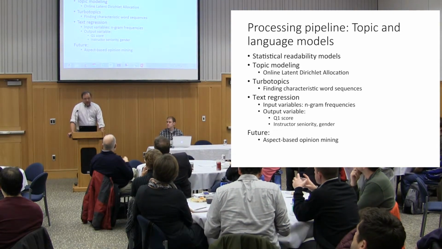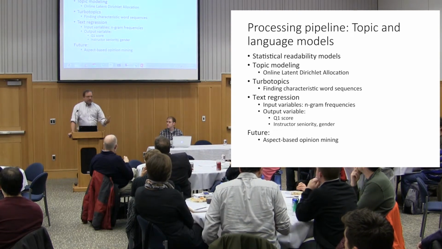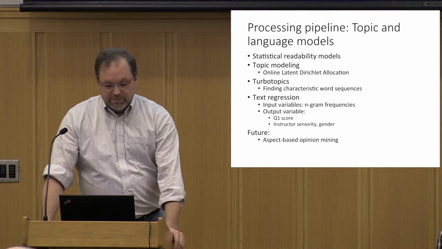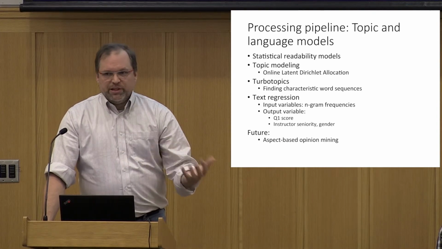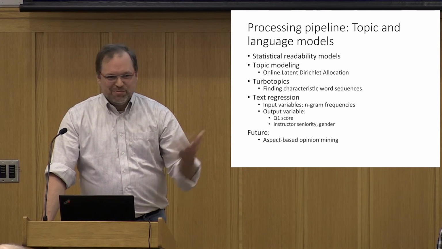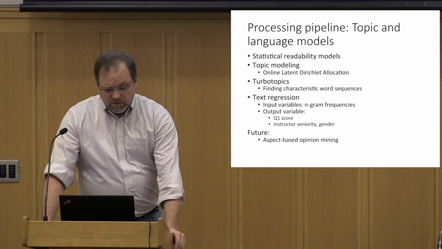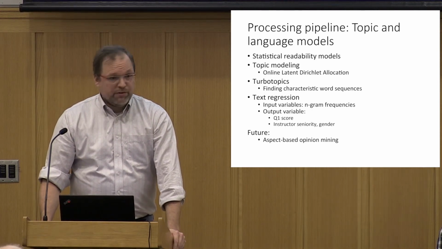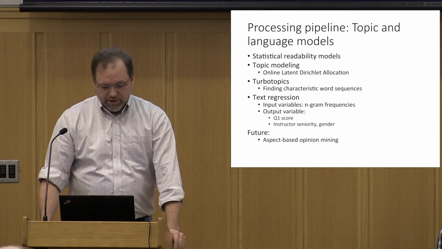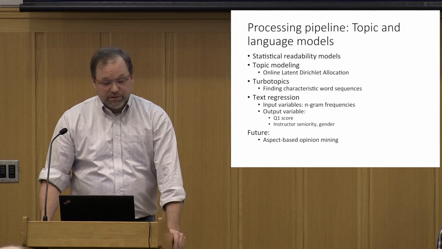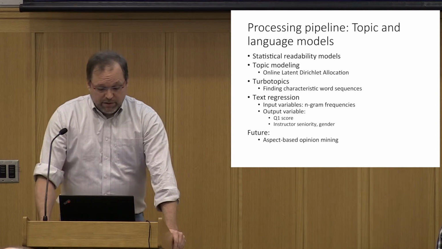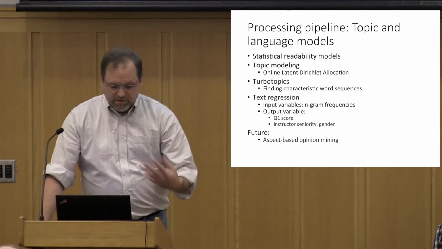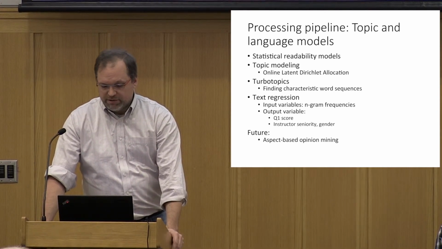We use text regression, and the idea of text regression is basically, can you predict, say, the Q1 score of a course from the words, phrases, and n-grams that are there? So that's the situation where you're dealing with 100,000 input variables to predict this one output variable. So the question would be, for example, how does the language of what people say change with high and low scoring courses, or with instructor seniority, or their gender, and so forth? And in the future, we would like to do more aspect-based opinion mining that gets at combining the topic modeling with some more context.